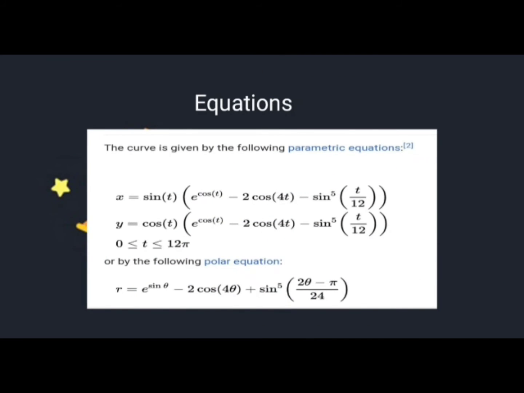Equations: the curve is given by the following parametric equations: x equals sin t times (e raised to cos t minus 2 cos 4t minus sin raised to 5 of t by 12), y equals cos t times (e raised to cos t minus 2 cos 4t minus sin raised to 5 of t by 12), where 0 is less than or equal to t less than or equal to 12 pi. Or it can also be represented by the polar equation r equals e raised to sin theta minus 2 cos 4 theta plus sin raised to 5 of (2 theta minus pi by 24).